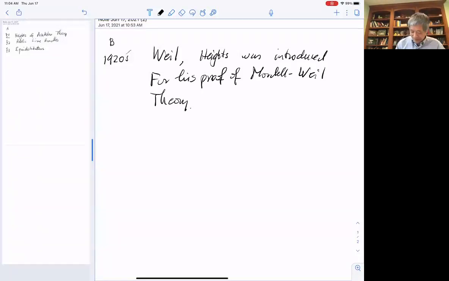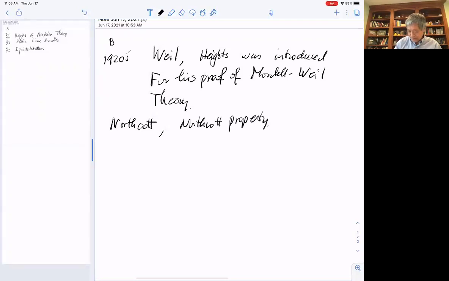So that's the thing. Then this height was seriously studied by Northcott, probably in the 1940s or so. The first non-trivial theorem that Northcott proved is called the Northcott property. And he used this to prove that the pre-periodic points on P^n over, for example, a number field K is finite.